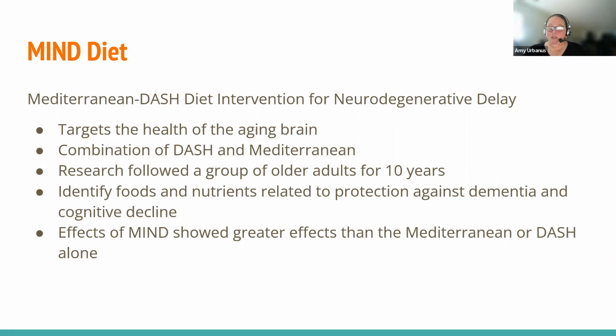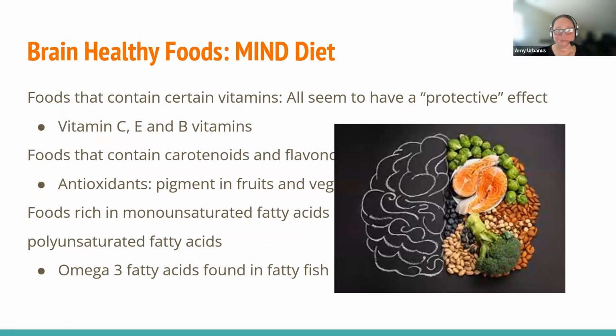So the research now is really looking at what we call a MIND diet, which is combining the two. And the original research, which I think the original paper was written in 2015, followed a group of older adults who ate these types of foods for 10 years, and identified foods and nutrients related to protection against dementia and cognitive decline. And they found that, like I said, the combination of these had a greater effect than the Mediterranean or DASH diet alone. So that's always really good news. Okay, next slide.